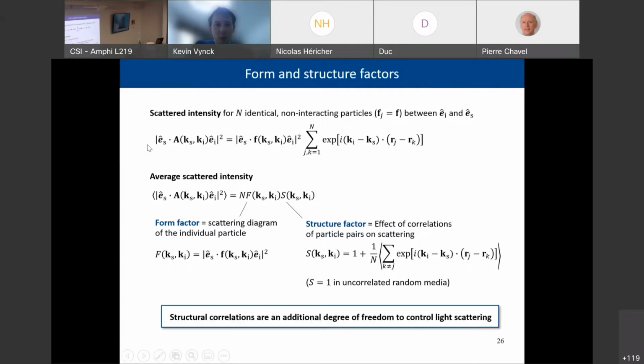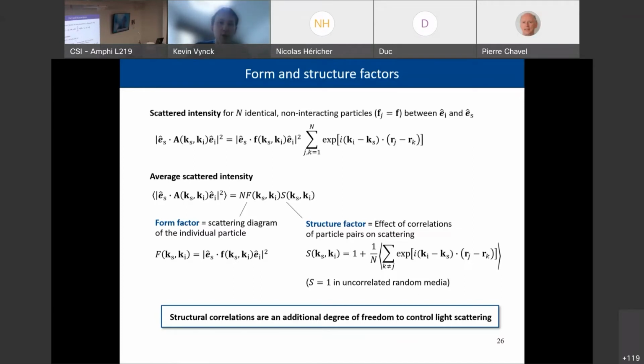Now I write again this previous equation, and I will just take the average. Since all the particles are the same, the average will only be made on the second part, on the sum that is there. And eventually, I can write that the average cathode intensity will be the product of three terms. The first term is just the number of particles. That means that if I increase the number of particles, then the cathode intensity will increase linearly with the number of particles. The second term is called the form factor.